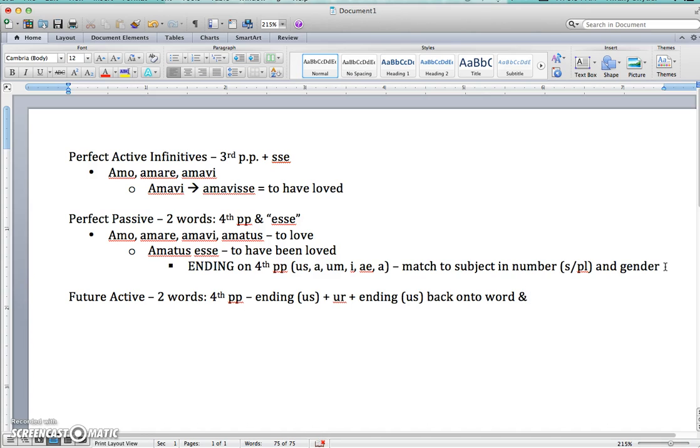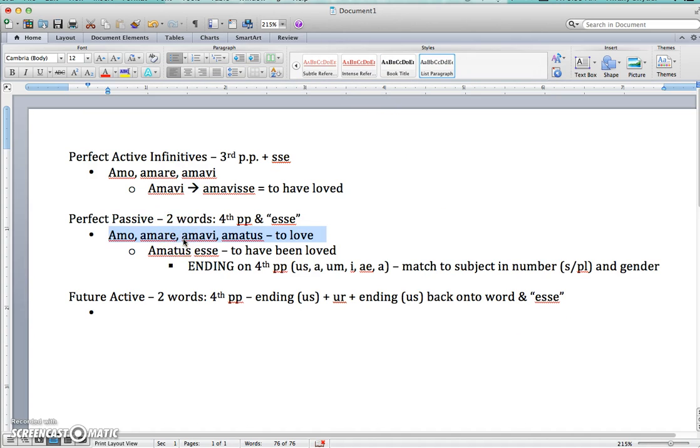And for the second word, you want to use essay, just like the last one. And that never changes, no matter what. So it has the extra step of splitting the fourth principal part and putting the UR in the middle of it and putting it back together. So let's do an example.